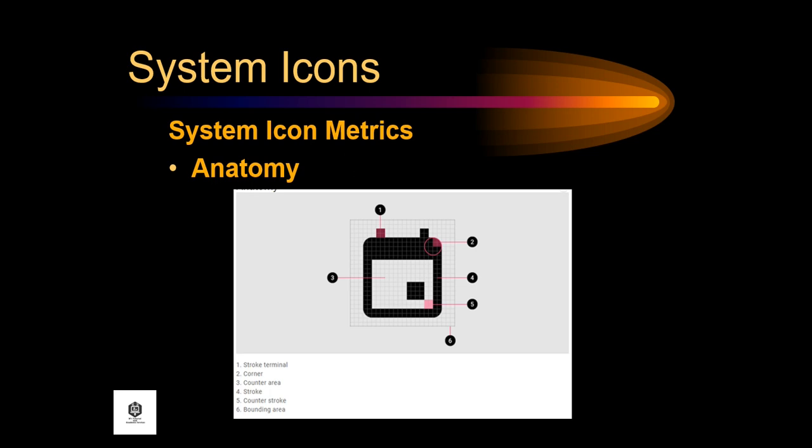System icon metrics regarding anatomy. So it includes the anatomy parts, as you can see on the image. Number 1 is the stroke terminal. Number 2 is the corner. Number 3 is the counter area. Number 4 is the stroke. Number 5 is the counter stroke. And number 6 is the bounding area.